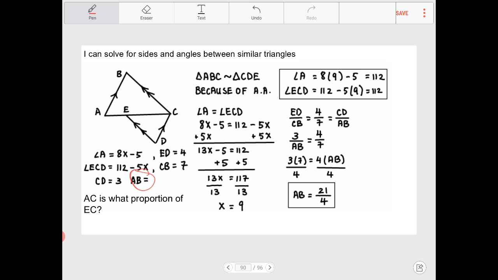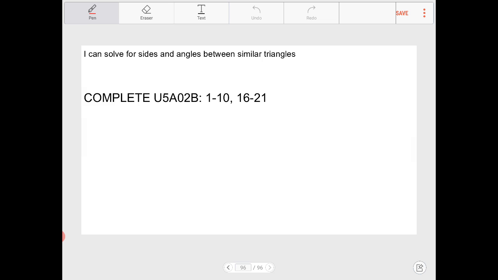Next, I need to find out how much bigger is AC compared to EC. So again, understanding that all of these sides are proportional, we are going to be sharing the same proportion of 4/7. So therefore, AC will be 7/4 times bigger than EC. That's it.